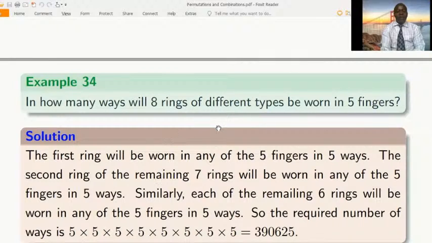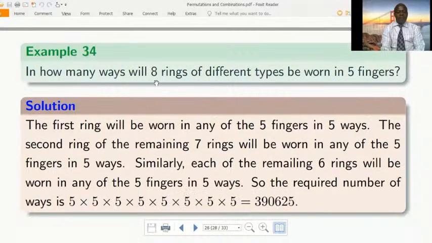Then what about the third ring? You can also pick the third ring from the remaining 6. This one also has 5 ways, because it can be worn on any of the fingers. Then from the remaining 7, you choose one, and this one also has 5 ways. So that means each of those 8 rings has 5 ways.